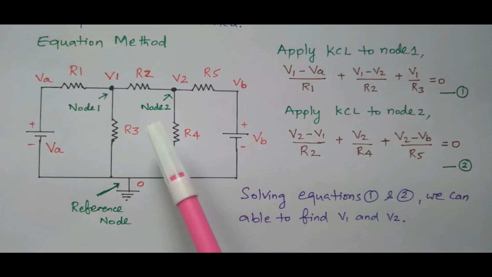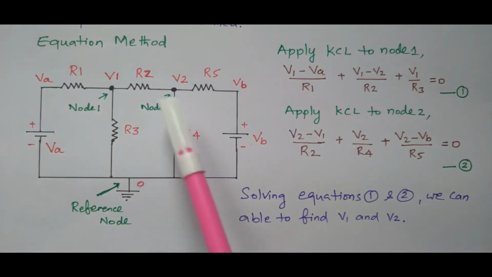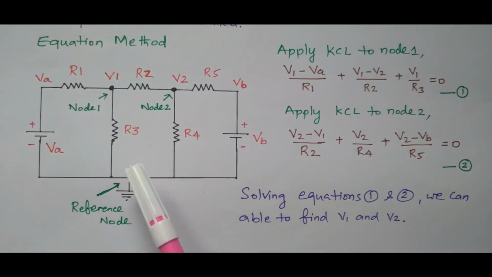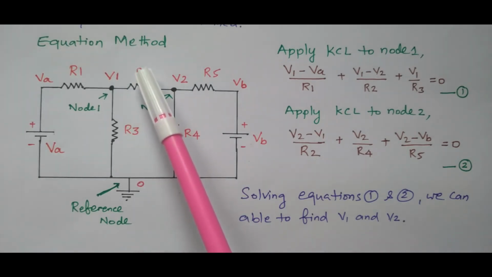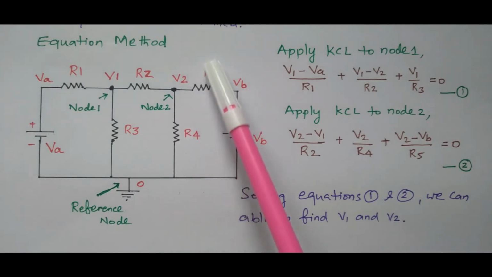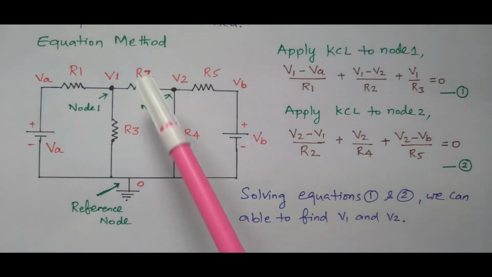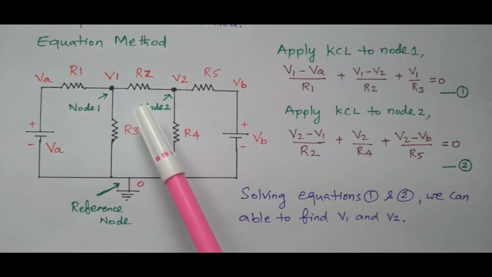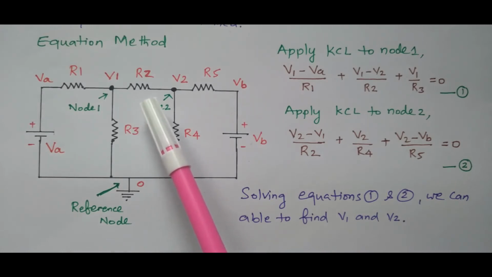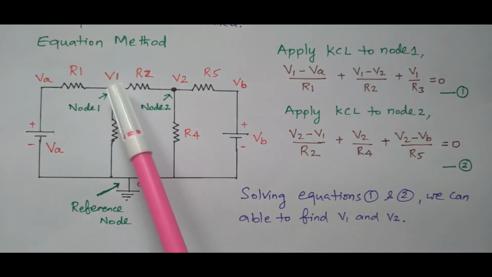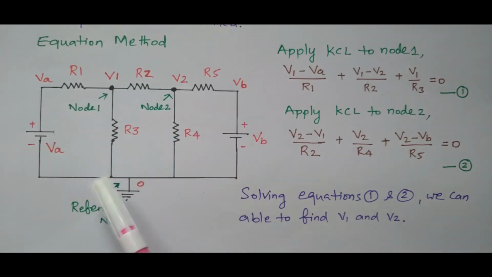At node 2, what are the elements available? R2, R4, R5. These 3 elements are connected. Now we need to find the current flowing through R2, R4 and R5. What is the current flowing through R2? Current is nothing but voltage by resistance. What is the voltage? It is connected between node 1 and node 2, between V1 and V2.